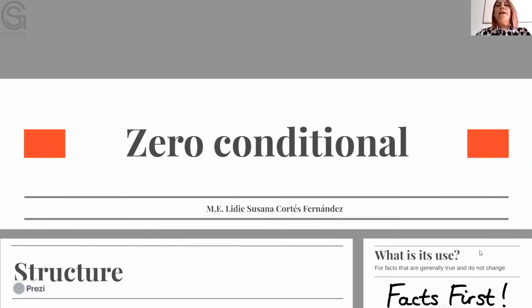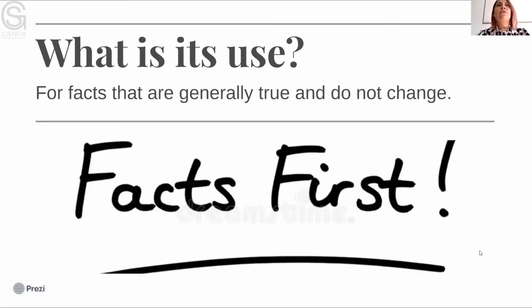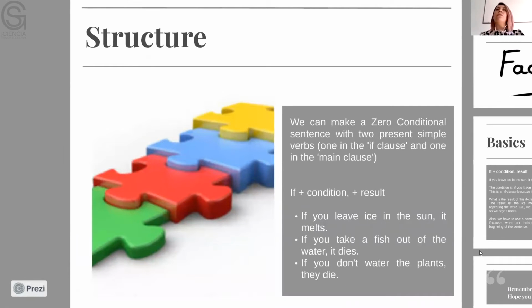Well, the zero conditional is used for facts that are generally true and do not change. So they are like scientific facts. So that's why I use this image, facts first. So what is the structure of the zero conditional?